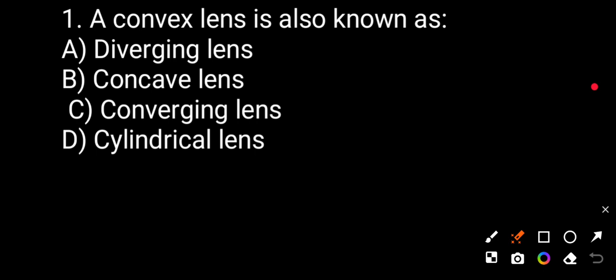Today we are studying physics questions. The first question of physics is: a convex lens is also known as a diverging lens, converging concave lens, converging lens, or cylindrical lens. The correct answer will be converging lens. Option C is correct.